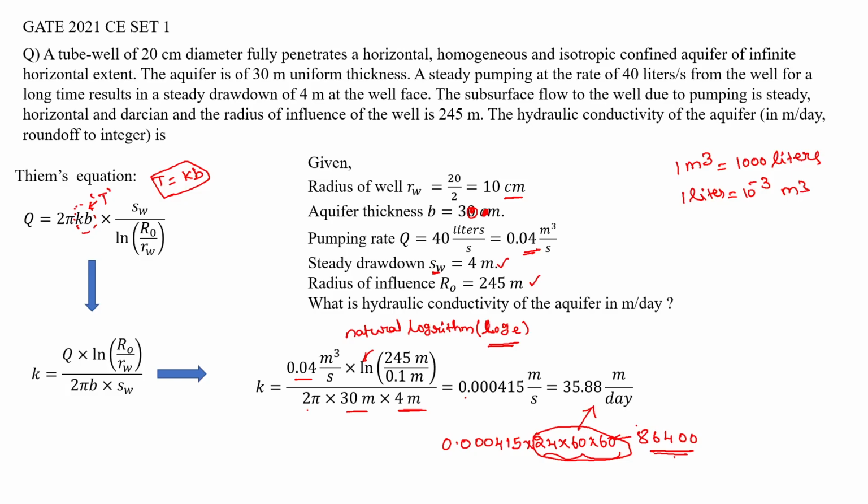I hope it is clear. You can verify this answer. The answer will be 35.88 meter per day. That is the hydraulic conductivity of this particular aquifer. Quickly, we'll see this particular question. It came in GATE 2018 set 2.